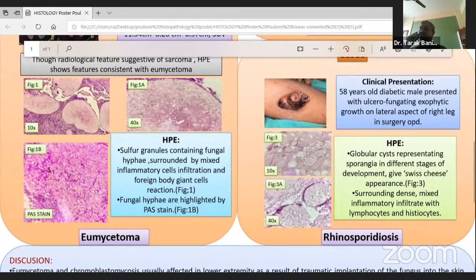Okay. In the third case, that was a case of rhinosporidiosis. The site was very unusual for rhinosporidiosis. Did you follow the patient for any systemic involvement of rhinosporidiosis? Yes, sir, we tried to follow the patient, but the patient was lost to follow up, sir. Okay. Banita, you continue.